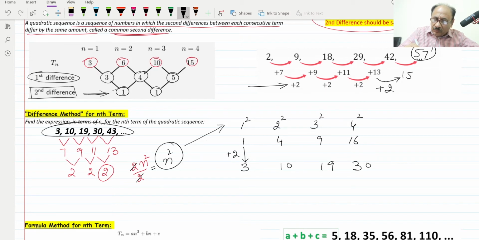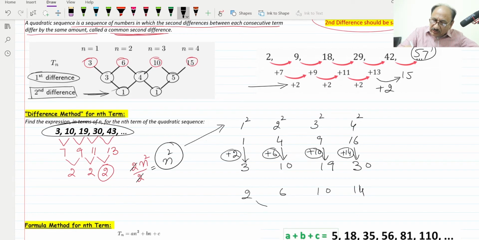So 1 plus 2 results in 3, and 4 plus 6 results in 10. Similarly, 9 plus 10 results in 19, and 16 plus 14 results in 30. In this way you will find these numbers, and after that you can write down the numbers we found over here. We can copy 2, 6, 10 and 14.